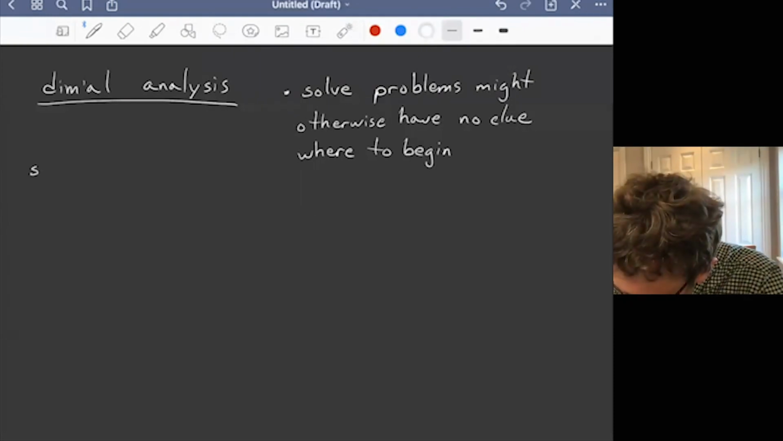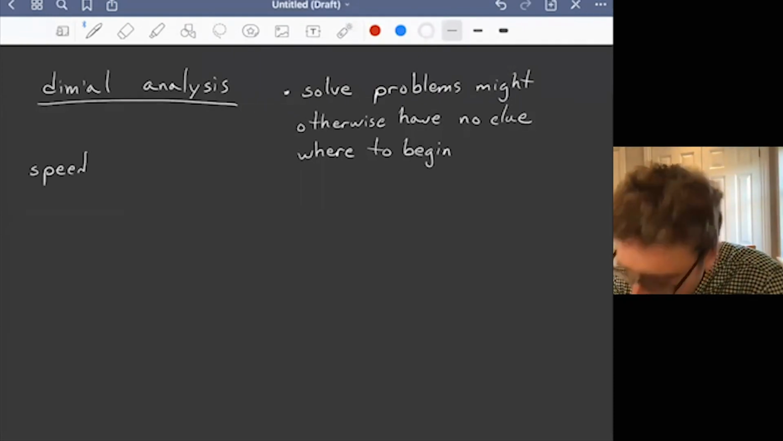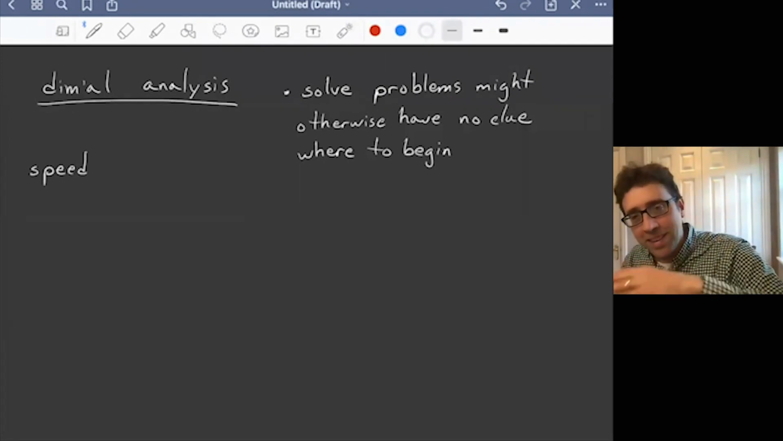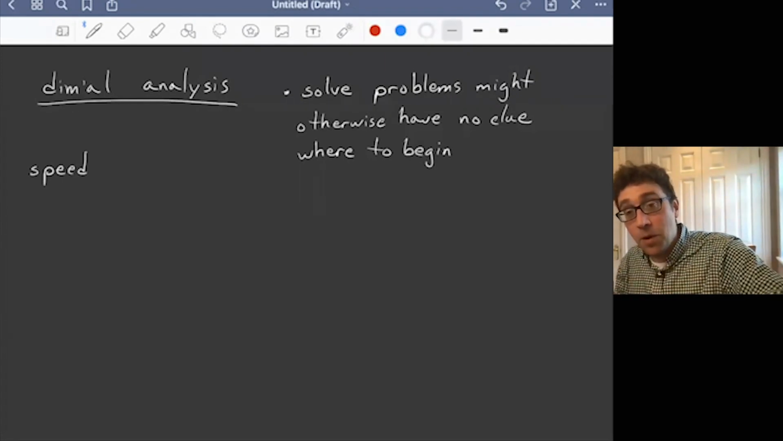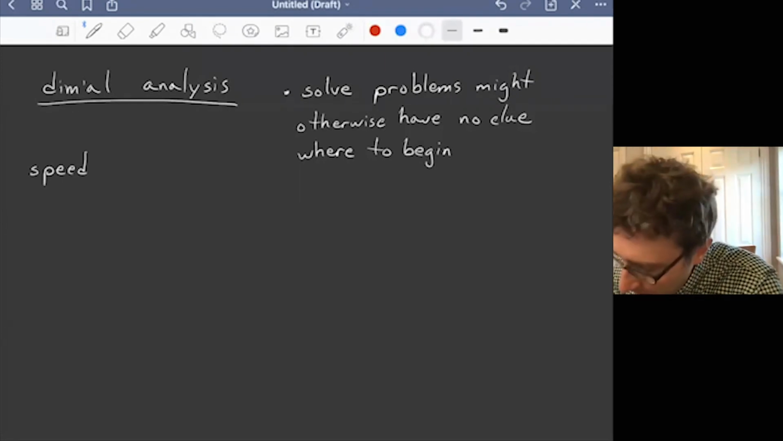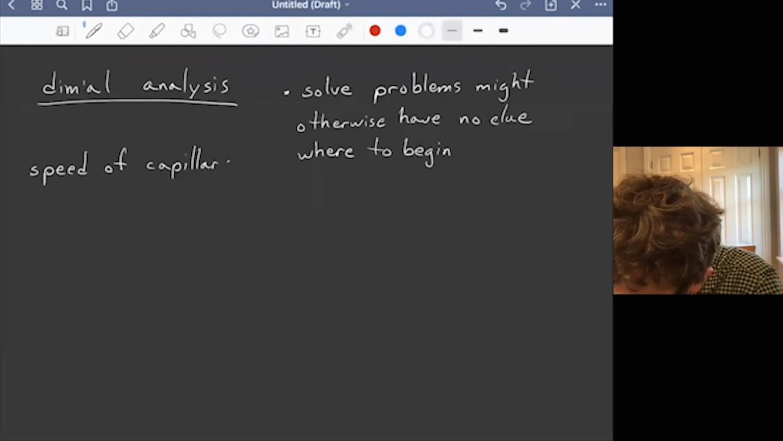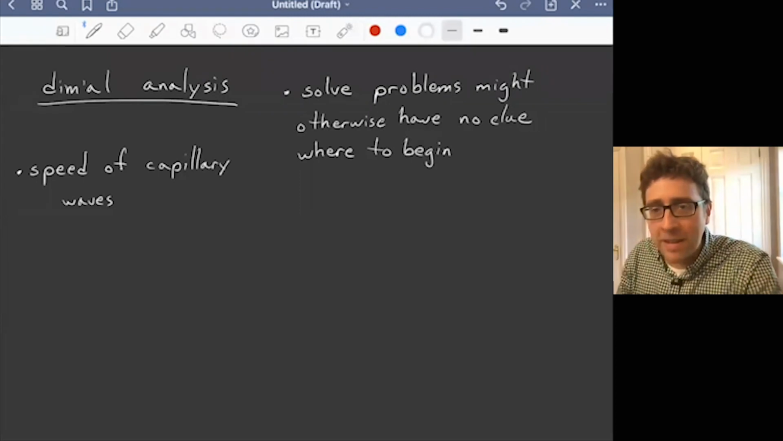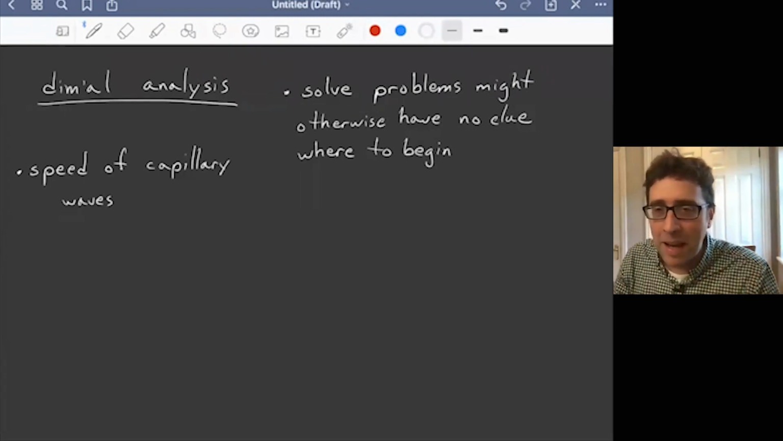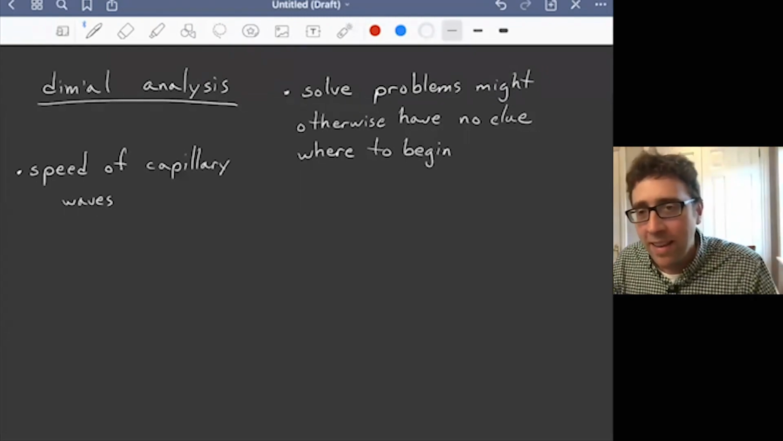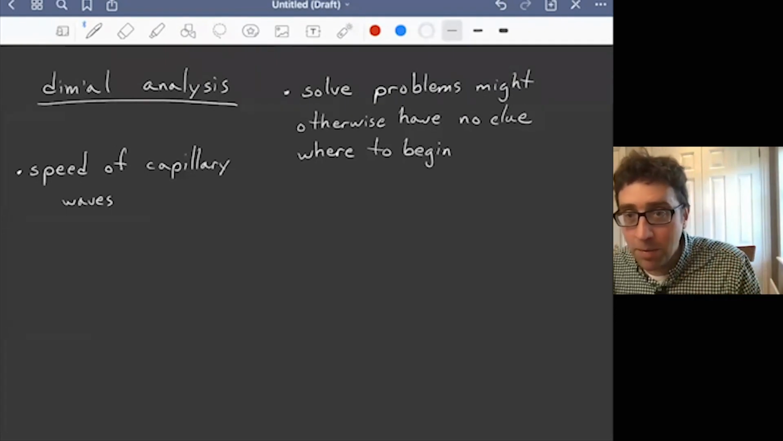It was actually phrased in a slightly different way, in terms of how fast a bug that glides on the surface of the water can travel. But let's phrase it in a slightly simpler way. This is the speed of capillary waves. And I emphasize they didn't ask this question because they expected us to know anything about the physics of capillary waves or hydrodynamics. They asked us this because they wanted us to be able to think about problems in a certain way.